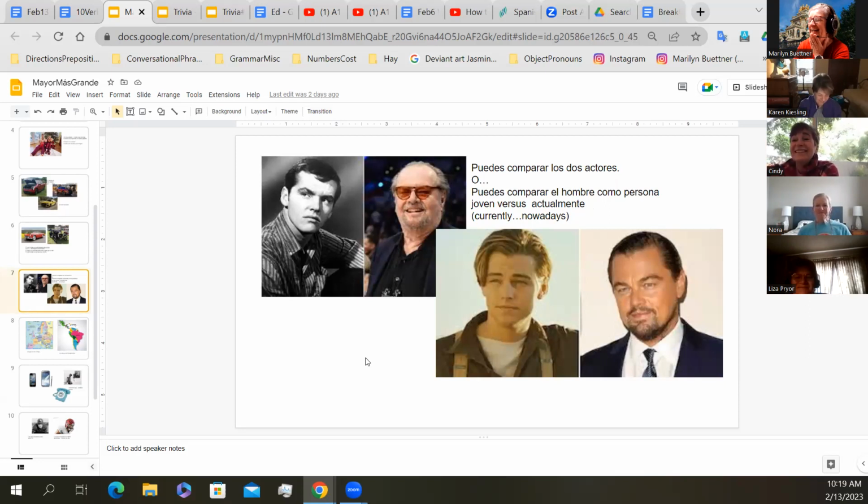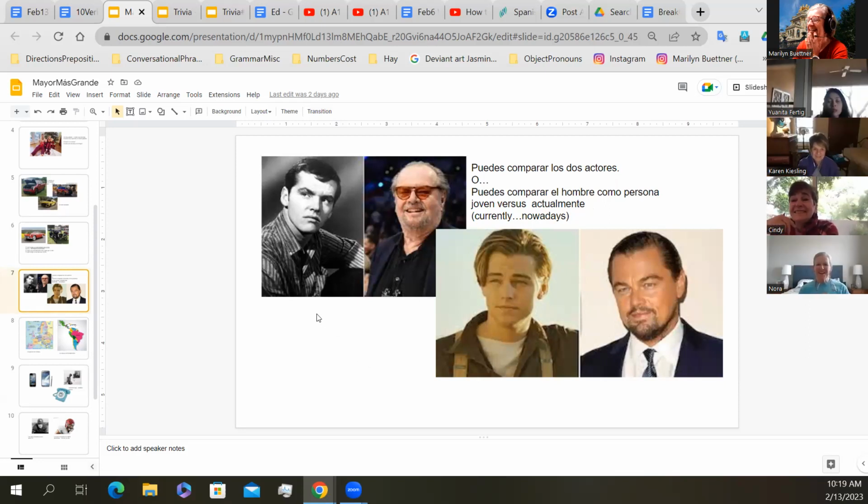Jack Nicholson es mayor que Leonardo DiCaprio. Yeah. Okay. So what did you come up with, any ideas about these? So you can compare one guy with the other guy, one man with the other man, or the younger version of that man with the older version of that man, and talk about the picture on the left versus the picture on the right. A la izquierda, on the left, a la derecha, on the right. You can use whatever you want with this.